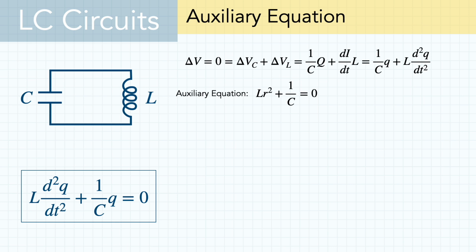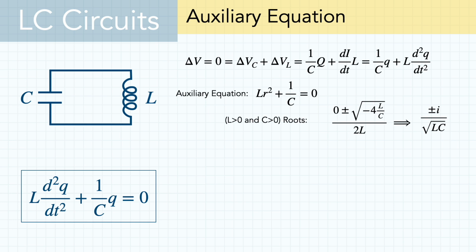So we get a polynomial instead of a differential equation, which is LR squared plus 1 over C equals 0. Next, we solve for the roots of our auxiliary equation, also known as a characteristic polynomial. Since we know that L and C are constants that are greater than 0, we can just plug in these values right here and we're left with plus minus i over square root of LC.